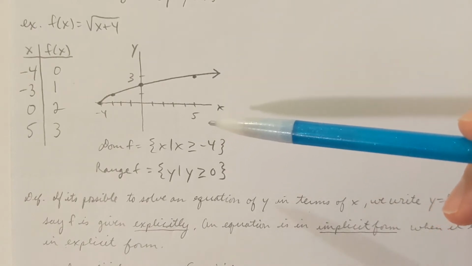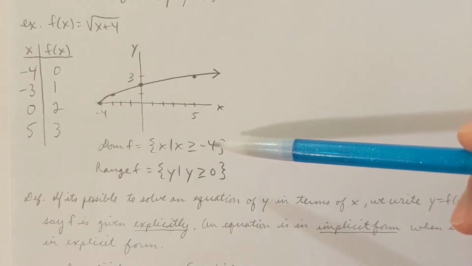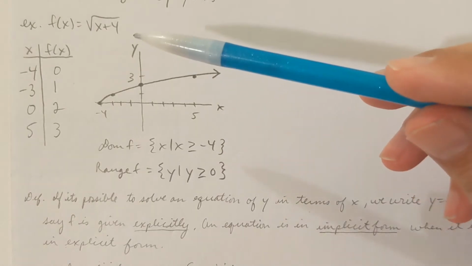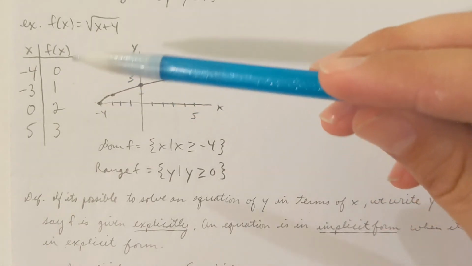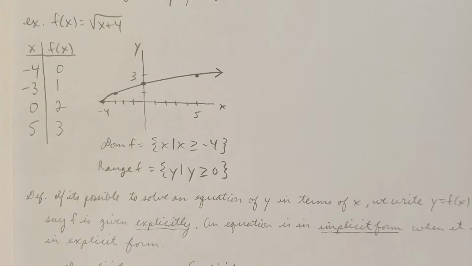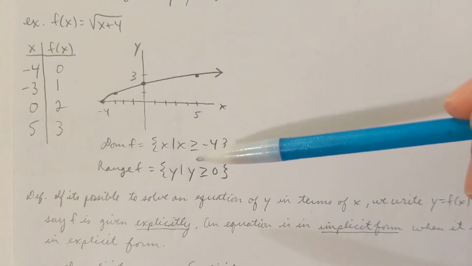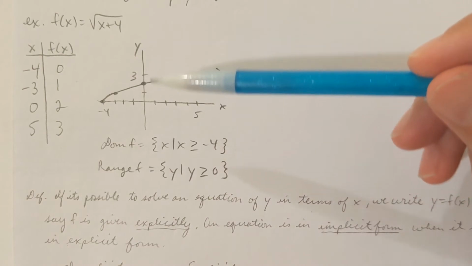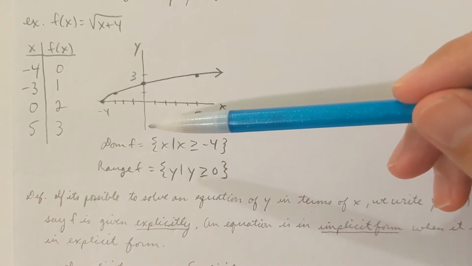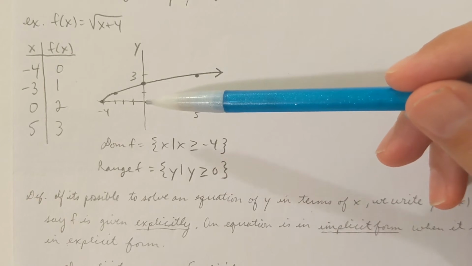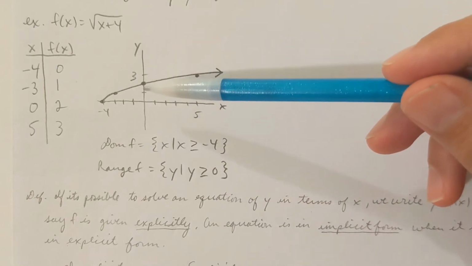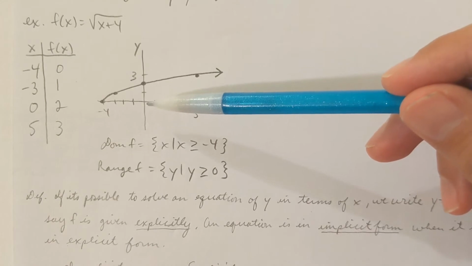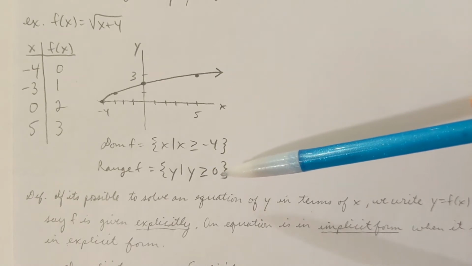The domain of f is the set of all x such that x is greater than or equal to negative 4. That we already said, because negative 4 is the first number that we're using, and we can't have anything less than that. The range is the set of all y such that y is greater than or equal to 0. If I look at the y-axis, anything that is 0 or bigger, when I look to the left and the right, that's going to put me on the graph. So the range is the set of all y such that y is greater than or equal to 0.